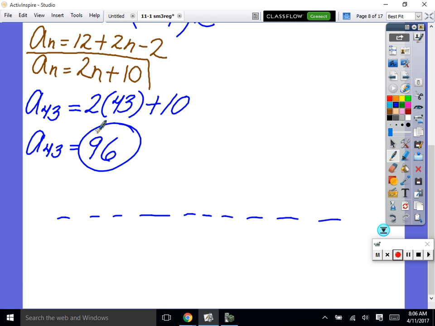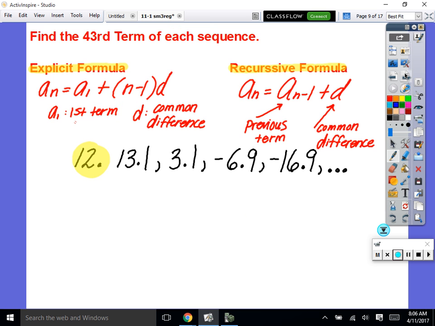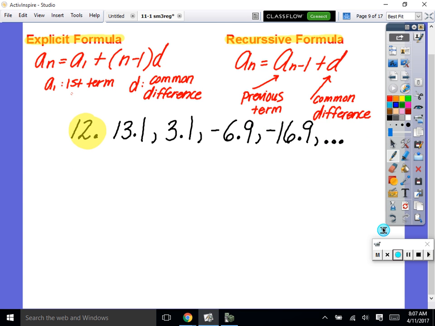Okay, questions on that? So if you can write an explicit formula, then you can find any term in the sequence. Okay, let's do number 12. Let's practice another one. So here we go. It says, find the 43rd term. So let's do the explicit formula here.